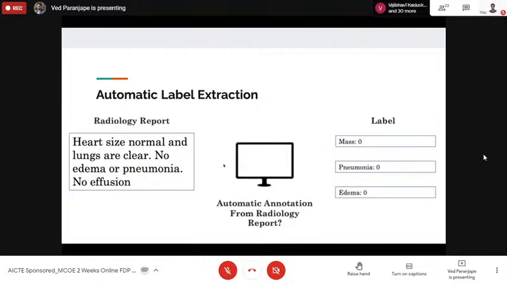When this is fed to an automatic annotation system, it spits out a label. So there's no mass, there's no pneumonia, there's no edema, which means that this patient is completely healthy. So, as we saw, based on the radiology report, which is in text format, we are generating labels automatically, which saves a lot of human labor, and it's fast and efficient.